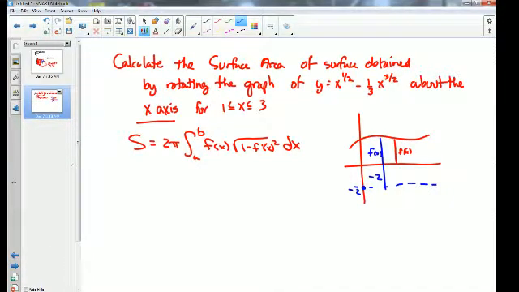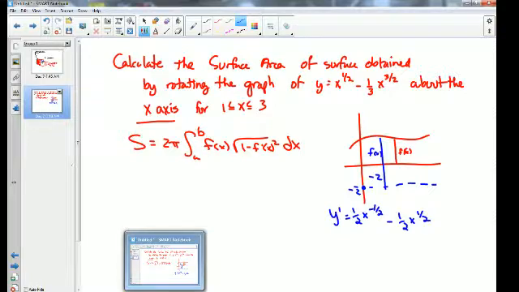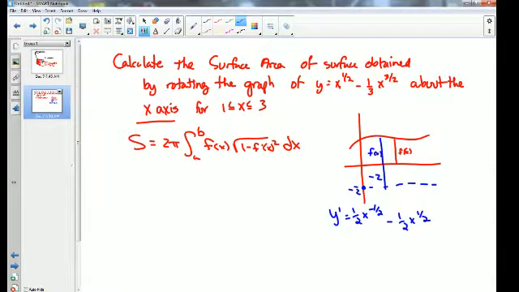All right, so here we need f prime of x, right? So what's the derivative of that? Yuck. All right, I'm going to rewrite that. 2 root x minus x over 2.